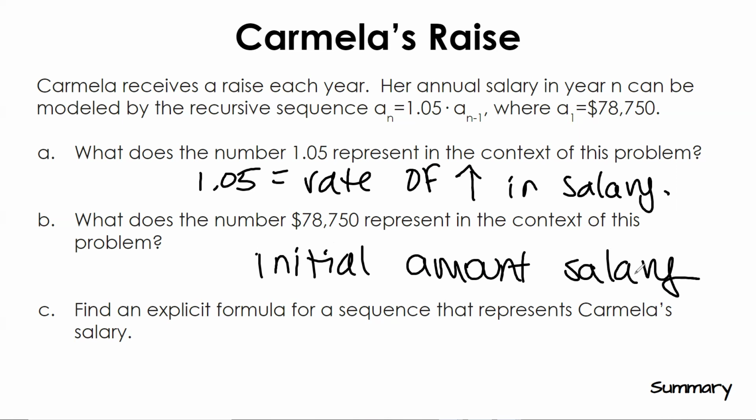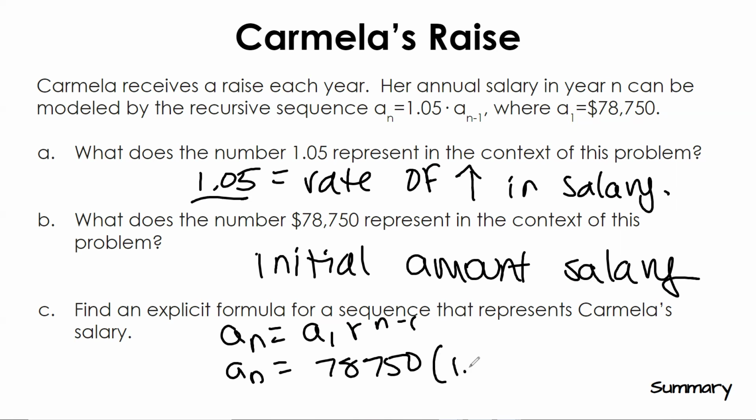Okay. Now find the explicit formula. So remember, explicit is a sub n equals a sub 1 times r raised to n minus 1. Somebody just asked me, what does the a sub n mean? A sub n is what we're talking about currently. Like, if I wanted to find the 8th year, I would say a sub 8. So this is just the equation, right? We're going to say a sub n equals, what's our first term? How much did we start with? 78,750. And then what was our rate? 1.05. And we're going to raise it to the n minus 1.